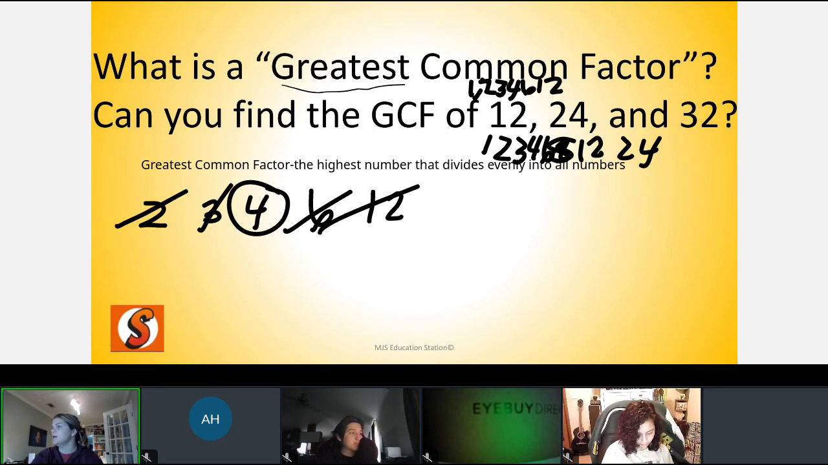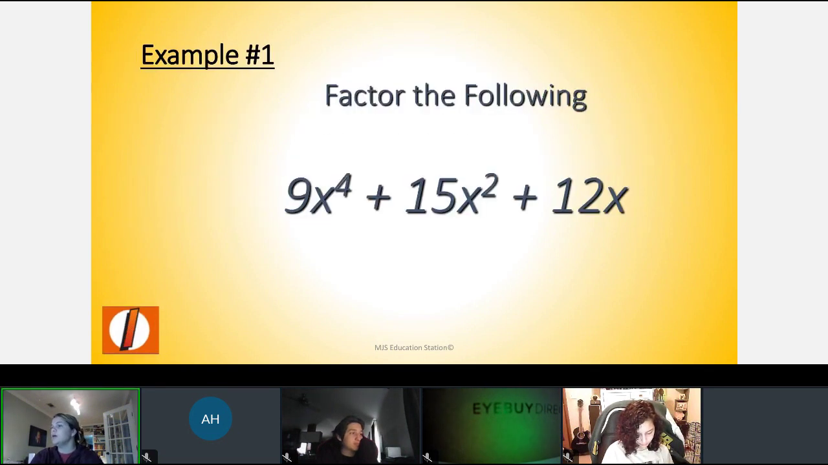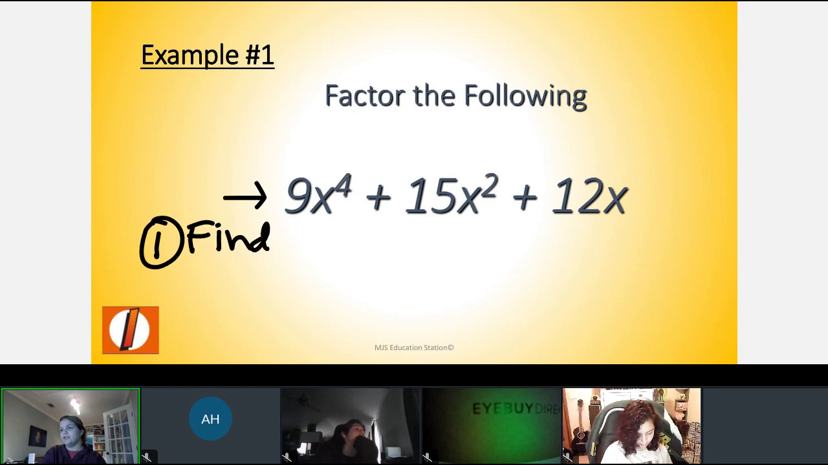2 times 6 gives me 12. Now we've got polynomials. Okay, so there are two, we can multiply terms together to get this final answer. So when you're factoring, the first thing you're going to do, step 1, is find the GCF.